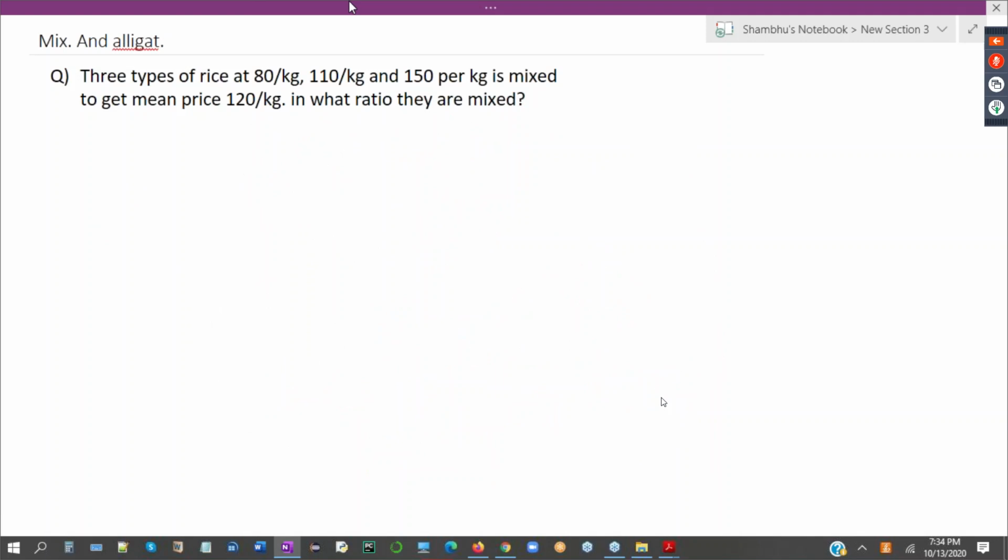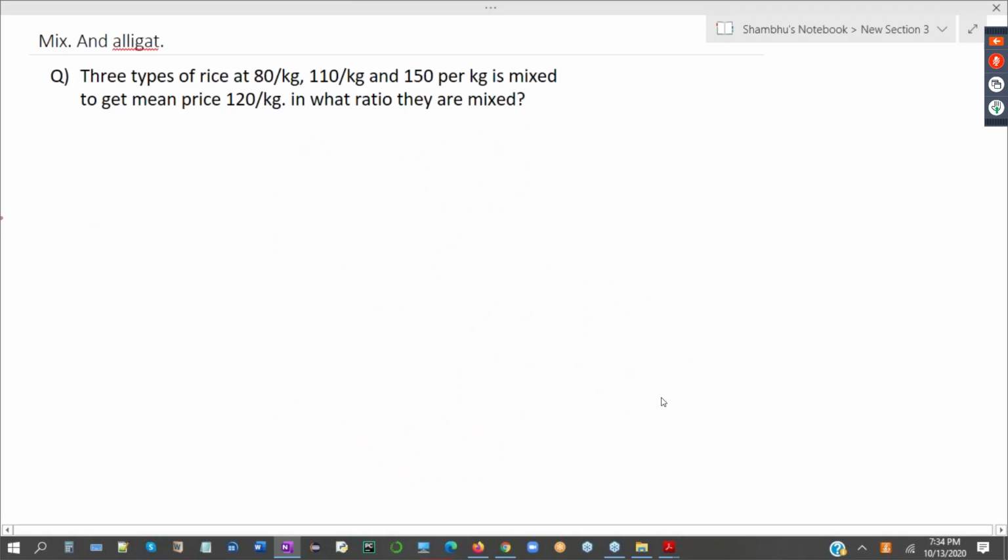I don't know the answer, Pragati. I have to check. Now I will solve. You can verify whether you are answering correctly or not. I have 3 items A, B, and C: 80, 110, 150. Mean price is what?